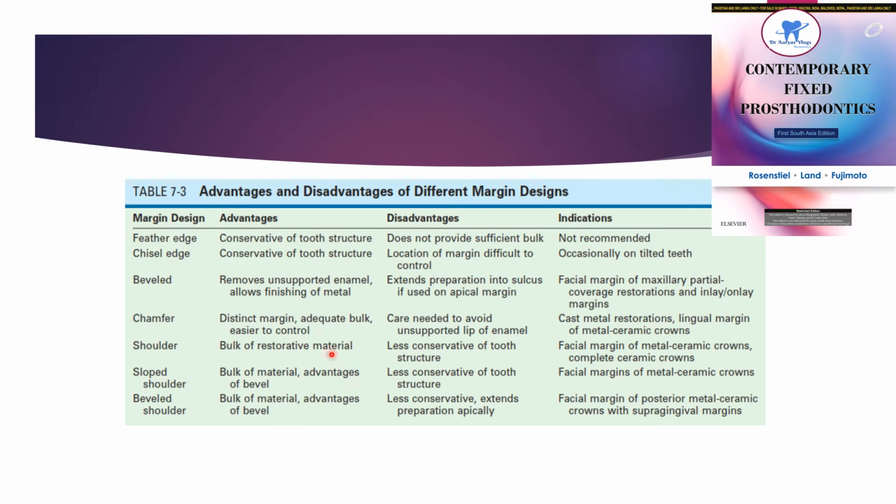Then shoulder, bulk of the restrictive material, it is less conservative of tooth structure, and the facial margin of metal ceramic crowns and complete ceramic crowns is the indication. And sloped shoulder, bulk of material, advantages of bevel, then less conservative of tooth structure and facial margins of metal ceramic crowns. Then beveled shoulder, bulk of material, advantages of bevel, then less conservative, extends preparation apically, and the facial margin of posterior metal ceramic crowns with supragingival margins.